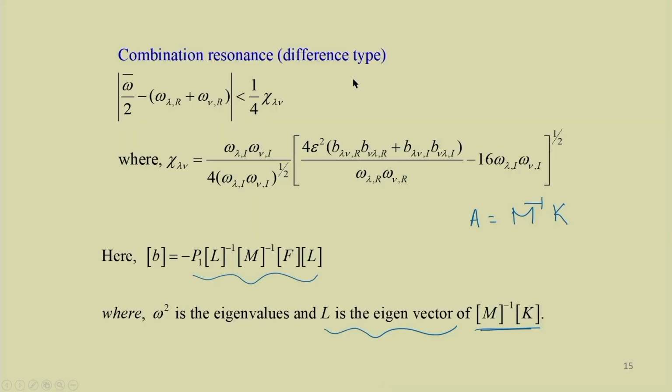Similarly for combination resonance of difference type, you can find it the same way as for the sum type and write down the equation. Here you can get the expression for B also.